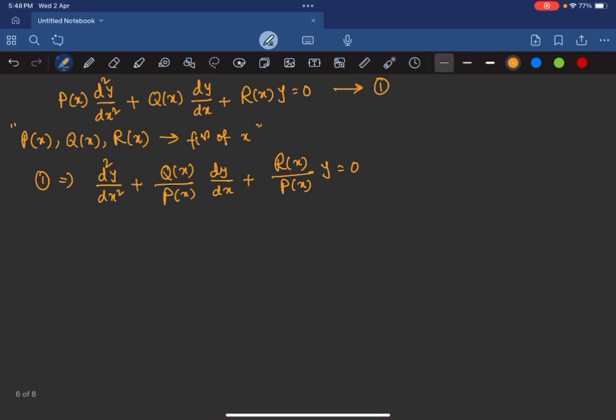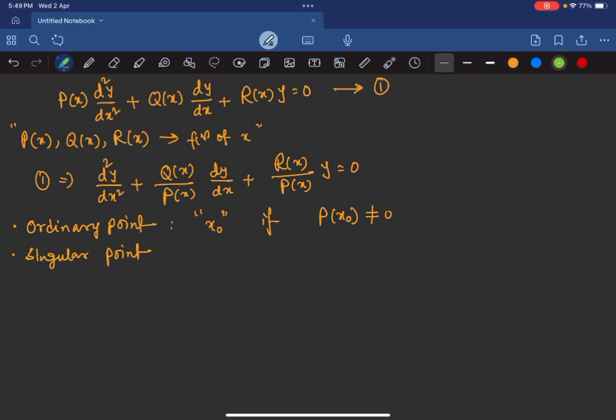Now here we have a few terms, like ordinary point, then singular point, in the context of a differential equation with variable coefficients. To be more specific, it is a second order equation. Now what is an ordinary point? Suppose a point x0 is said to be an ordinary point if p(x0) is not equal to 0.